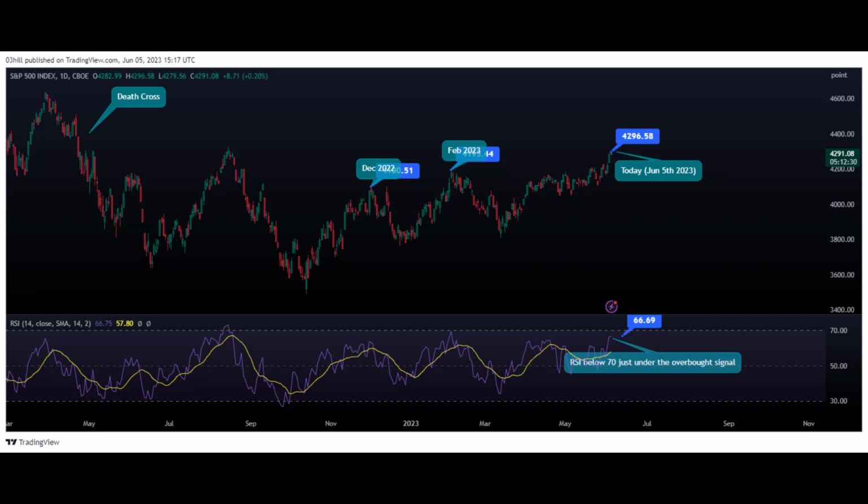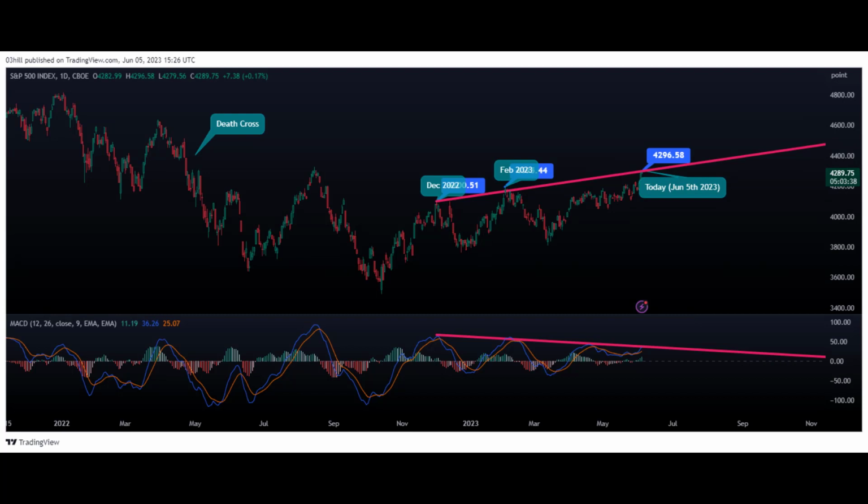With an RSI of 66.69, it suggests that the S&P 500 index is in a moderate bullish momentum, but it has not reached an extreme level that would signal an overbought condition. This information can help traders and investors make more informed decisions about potential entry or exit points. It's important to note that the RSI is just one tool among many in technical analysis. It should be used in conjunction with other indicators and analysis techniques to gain a comprehensive understanding of the market dynamics and make well-informed trading decisions.